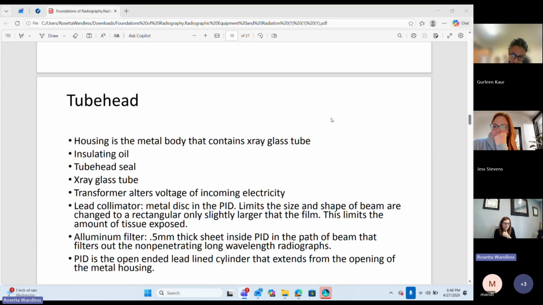Now, transformers. There are going to be 2 transformers inside the tube head. Now, what is a transformer? A transformer is the area that alters the amount of voltage or energy that's coming in as electricity from the wall socket. Does everybody know what a transformer looks like out in the world? Those big green boxes that we see on the street. Did you ever hear, oh, it got hit by lightning or something crazy and a transformer blew and the power went out, right?